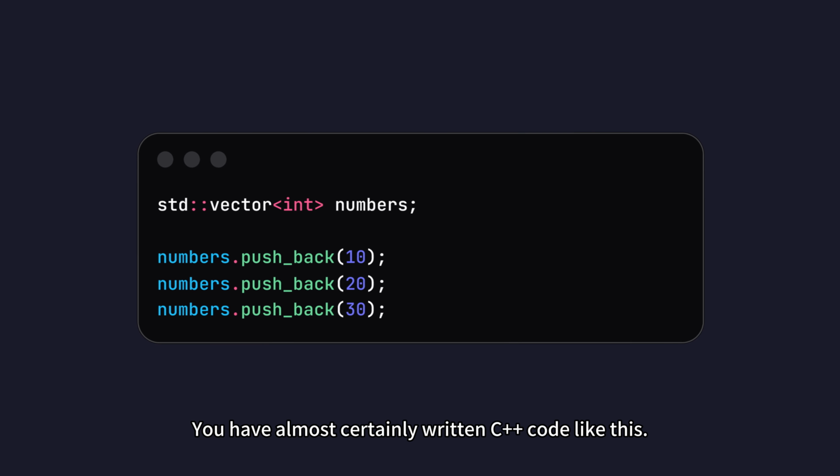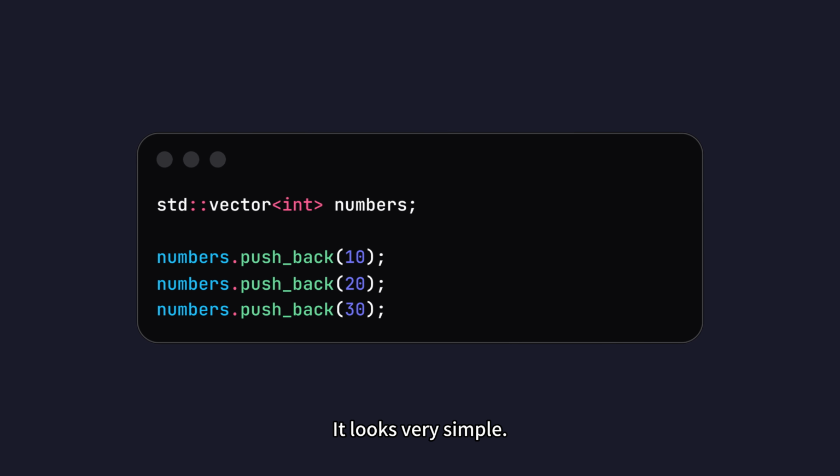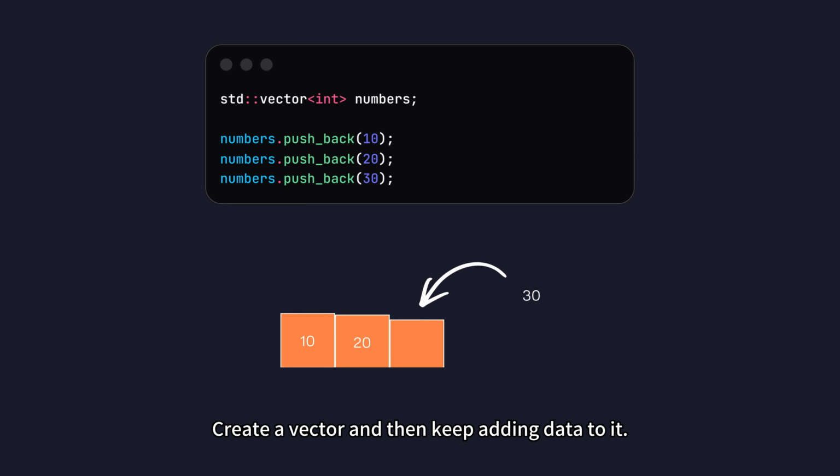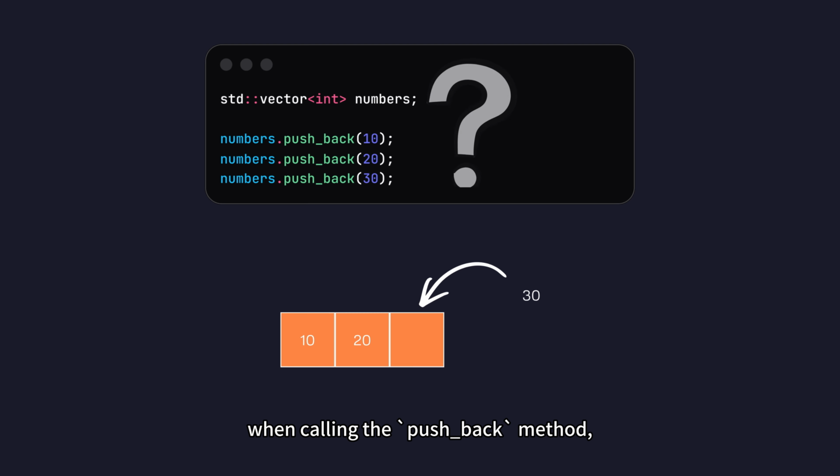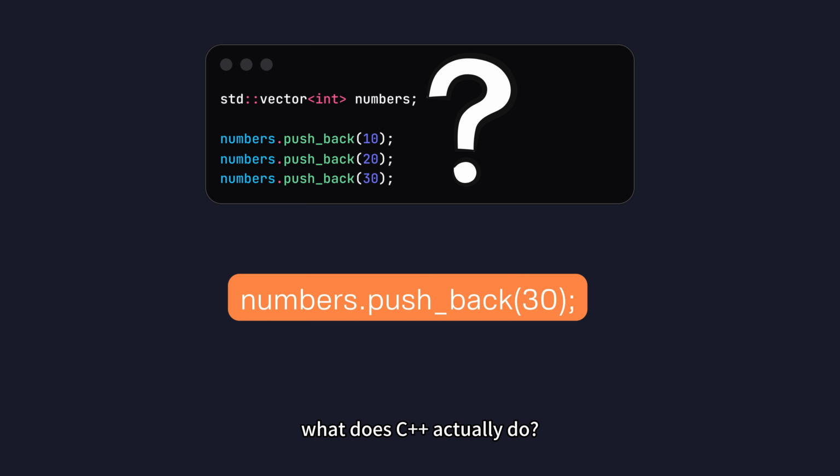You have almost certainly written C++ code like this. It looks very simple. Create an array and then keep adding data to it. But the question is, when calling the push_back method, what does C++ actually do? Does it really just put 30 in?